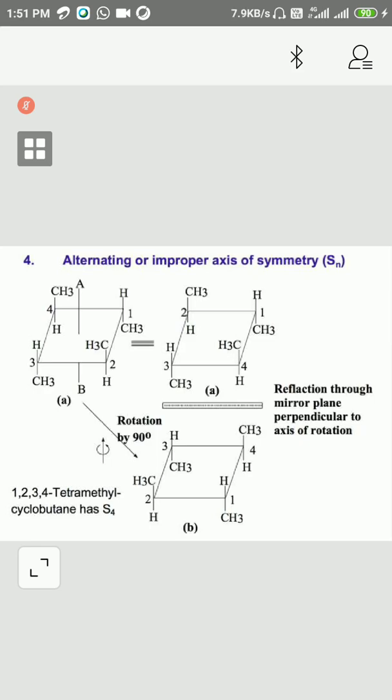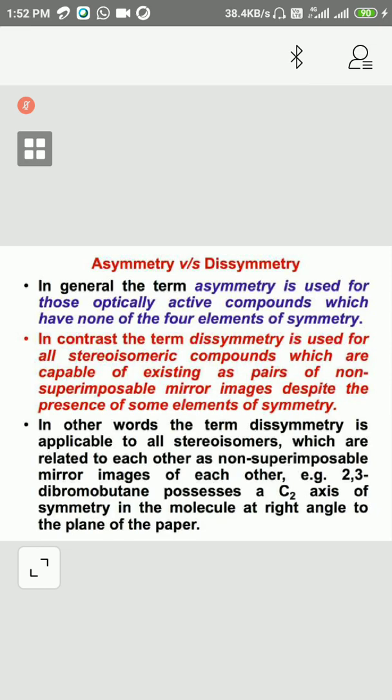Now asymmetry and disymmetry. In general terms, asymmetry is used for those optically active compounds which have none of the four elements of symmetry, meaning all four groups are different. Then it is called asymmetry. In contrast, the term disymmetry is used for all stereoisomeric compounds which are capable of existing as pairs of non-superimposable mirror images despite the presence of symmetry. In other words, disymmetry is applicable to all stereoisomers related to each other as non-superimposable mirror images. Simple meaning.